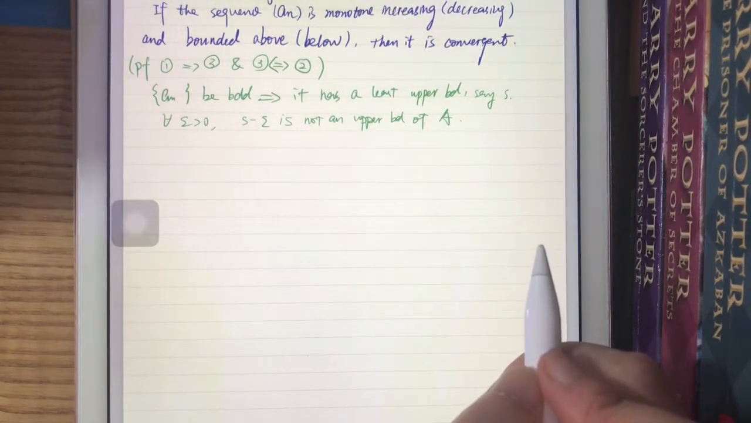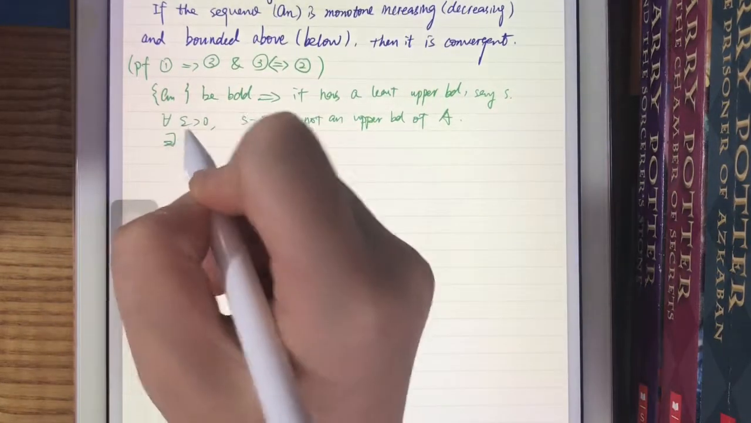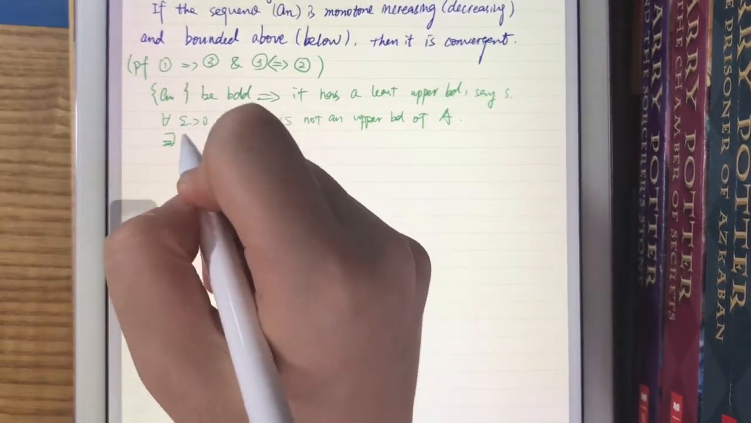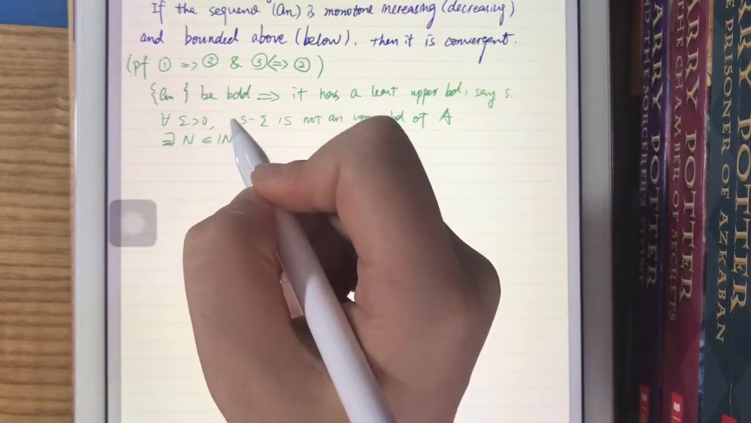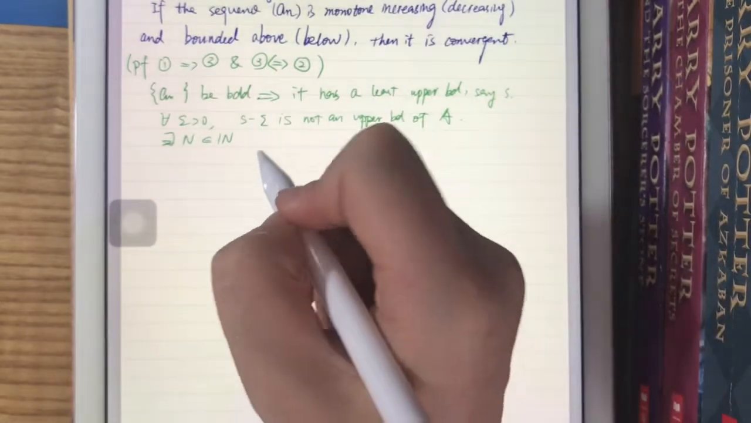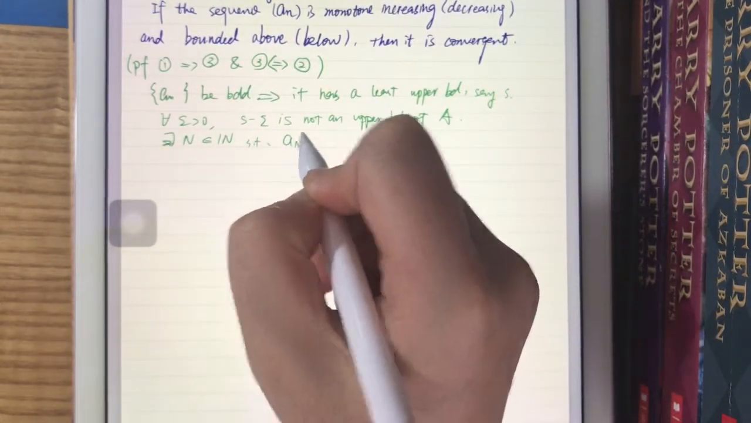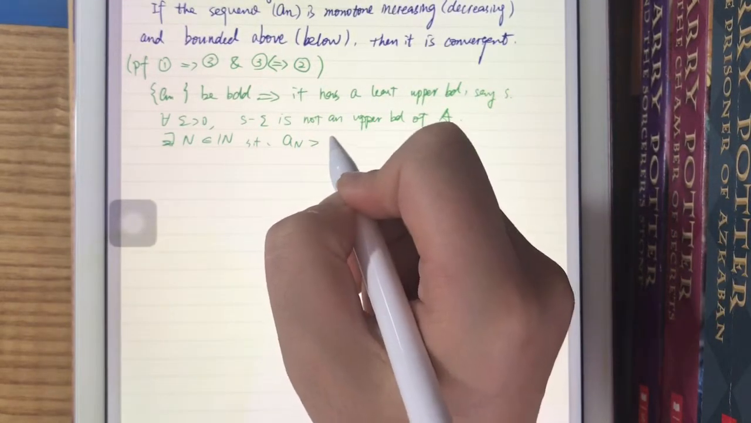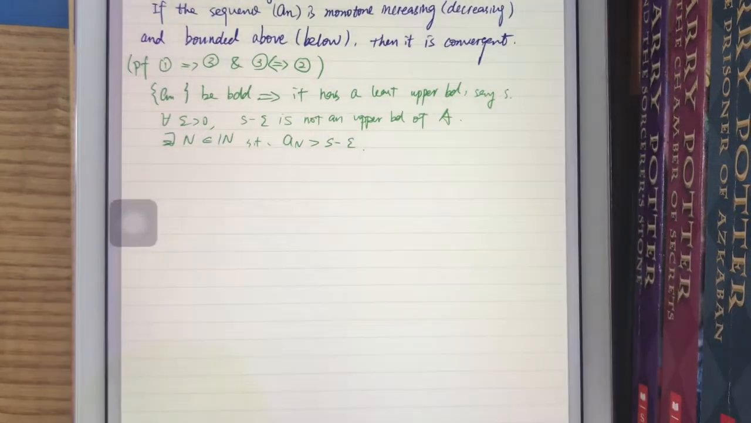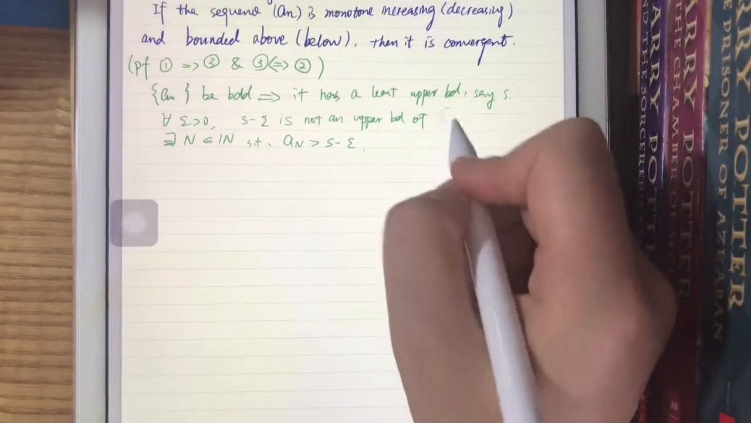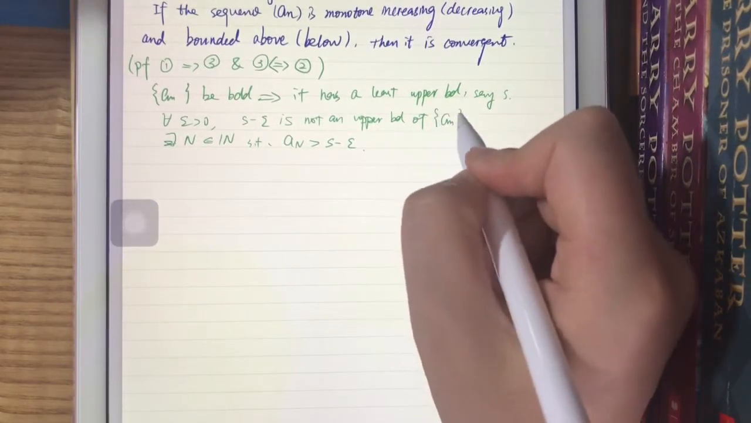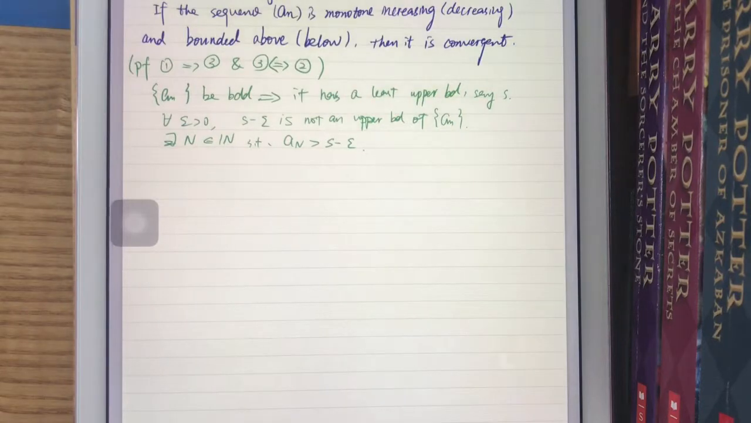And also, this means that there exists a number N, an element of the natural numbers, such that a_N is larger than S minus epsilon, right? Well, S minus epsilon is not an upper bound of a_n. So there will exist some elements between S minus epsilon and S, the least upper bound.